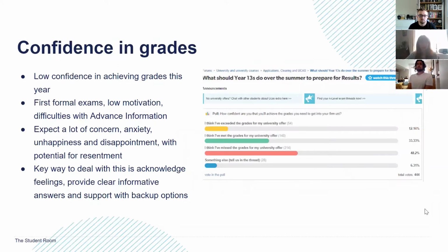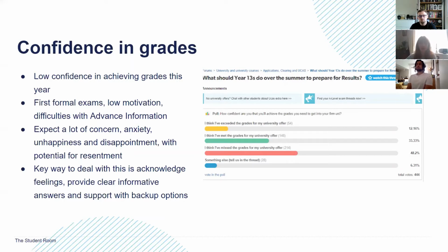So in terms of confidence in grades and how students are feeling for results day, we're actually seeing really low confidence this year in students feeling like they're going to meet their university offers. We recently ran a poll, you can see here, around confidence and how well they feel they're going to achieve the grades. The top option says, I think I have exceeded the grades that I need for my university offer, with about 12% of students feeling that way. Around 30% of students feel that they've met their grades for their university offer, but nearly 50% of students think that they have actually missed their grades for their university offer.